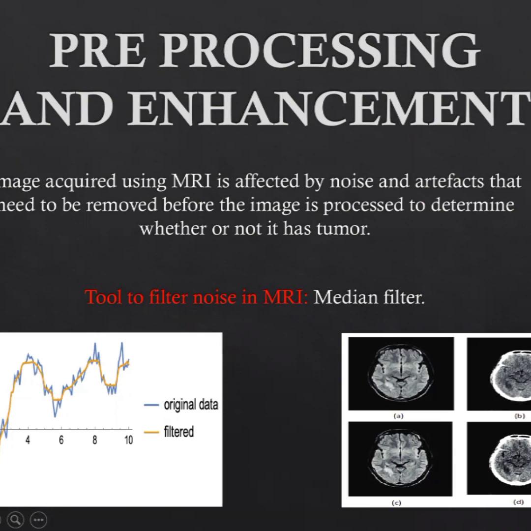Image acquired using MRI is affected by noise artifacts that need to be removed before the image is processed to determine whether or not it has tumor. Tool to filter noise in MRI is median filter. You can also see the related images below.